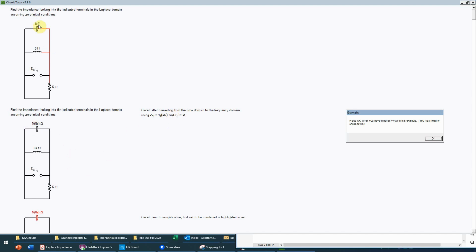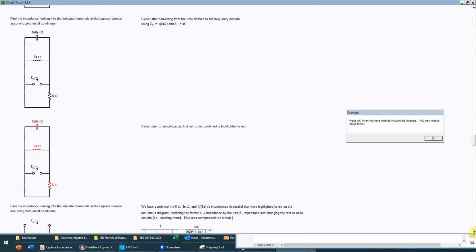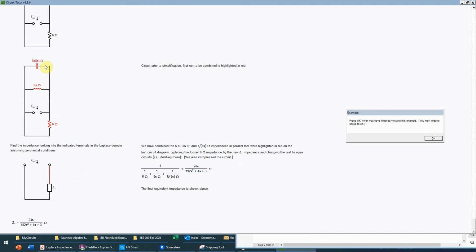So now, to convert this, the 8 farads becomes 1 over 8S using this formula here. The inductive 8 henries impedance becomes 8S ohms. And then the resistor is unchanged because its impedance is the same as its resistance. And now we are looking for the input impedance there.